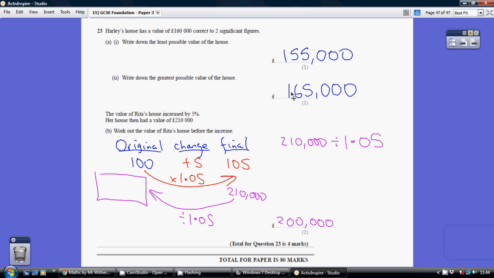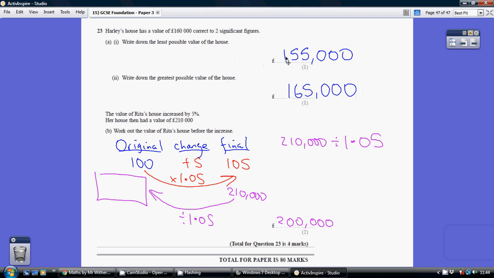So 165,000 is just slightly above what would round down to the 160,000. So just so we're clear, if you like, this should be £164,999.99. But for the purposes of bounds questions, they expect you to keep the symmetry. This is 5,000 below this. This is 5,000 above this.